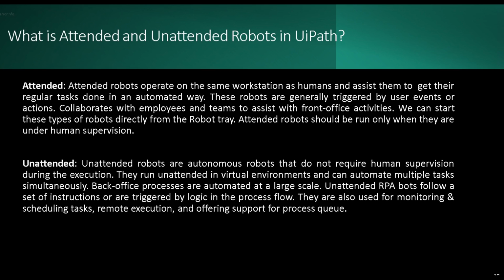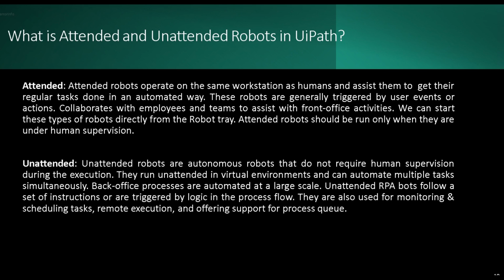These robots are generally triggered by user events or actions, collaborates with employees and teams to assist with the front office activity. We can start this type of activity directly from the robot tray. Attended robots should be run only when they are under human supervision. So it means we cannot schedule any task in attended robot. Whenever we trigger something, then we can use the attended robots to action on the remaining workflow. Okay, so that's how we need to create the automations using attended bots.